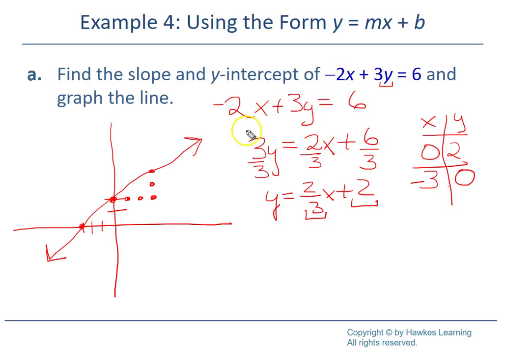So in graphing, there are a number of ways. You can make the traditional t-chart. You can make the x and y-intercept t-chart. And you can solve the equation for y, get the slope and the y-intercept, plot the y-intercept, and then put the slope to get your second point, and then your graph forms. All right.